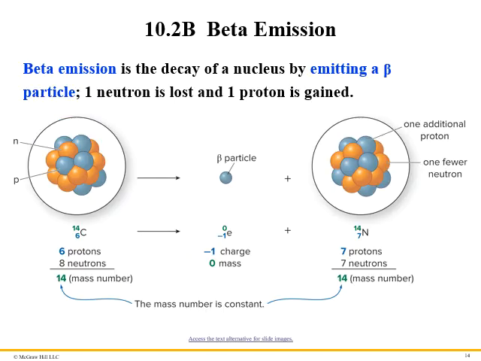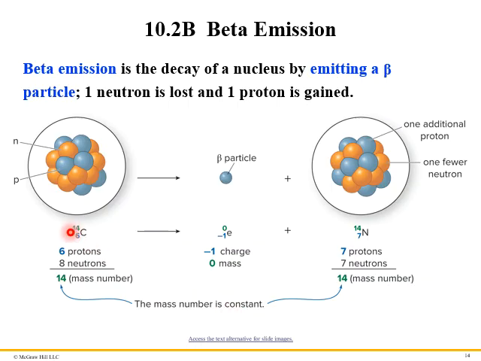Now let's look at a beta emission. Beta is a little bit different, right, in the fact that you don't have a helium being released. Right? Beta emission is the decay of a nucleus by emitting a beta particle. You lose a neutron and you gain a proton. If you're gaining a proton, your identity is different, so you have a different atom, right? So you have to identify that.